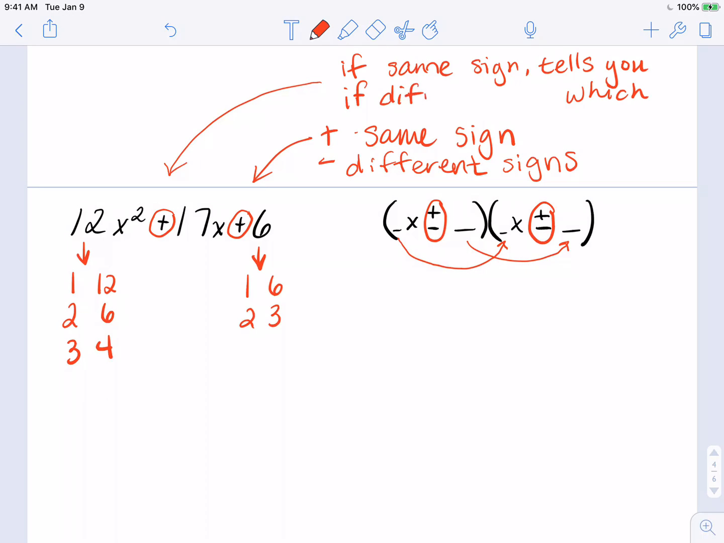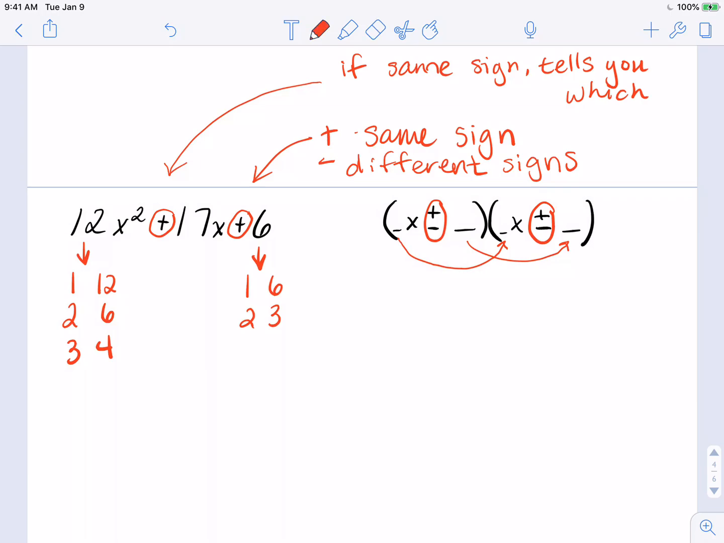If different, it doesn't really tell you that much other than what the sum of your x terms need to be. So I'm not going to write that one down for you because it doesn't necessarily tell you that much. You just know that you need to have them all add up to positive 17. All right.